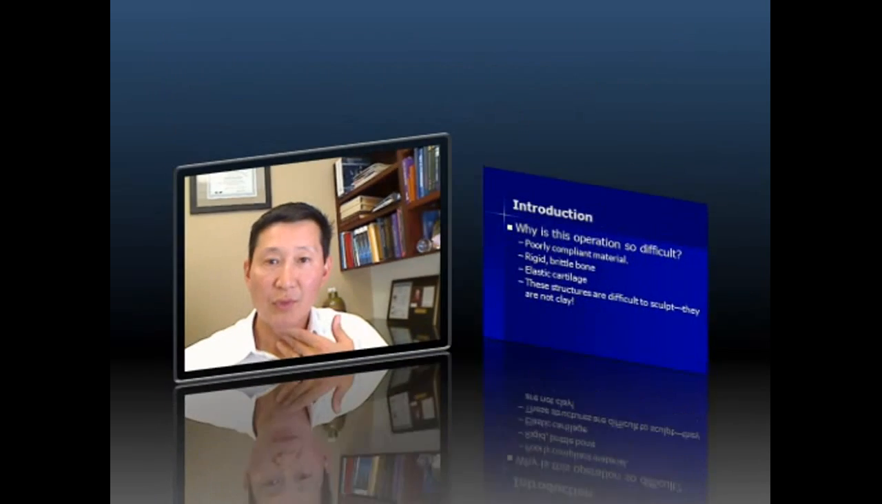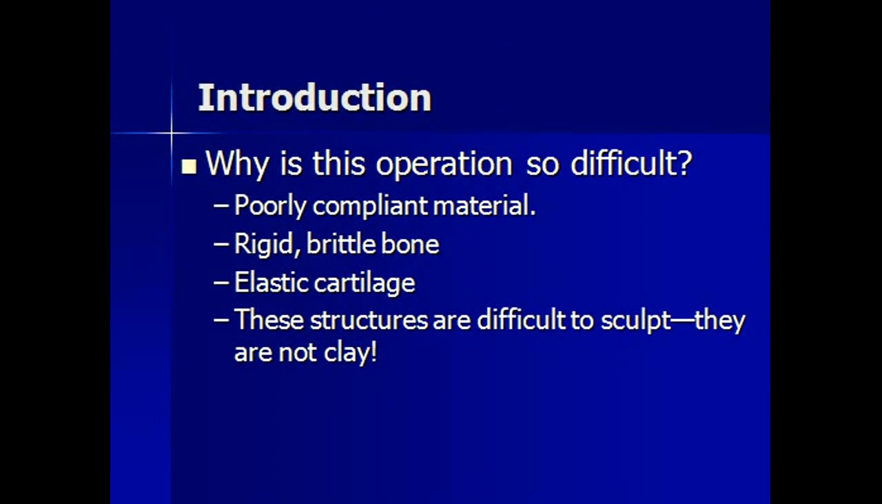So we spoke about how much human variability there is in the anatomy of the nose. That was one of the reasons why rhinoplasty is difficult. The other problem is the operation tries to make changes in the shape of the nose by altering the form and shape of bone and cartilage. Now the problem is bone is brittle and rigid, cartilage is elastic, so these structures are very difficult to sculpt into whatever shape you want. They're not clay with infinite ability to mold into the shape that you want.